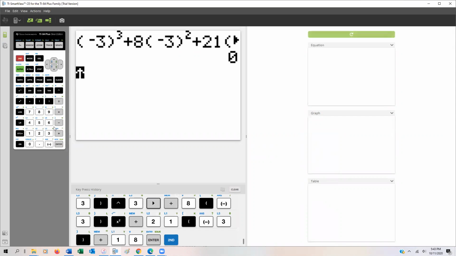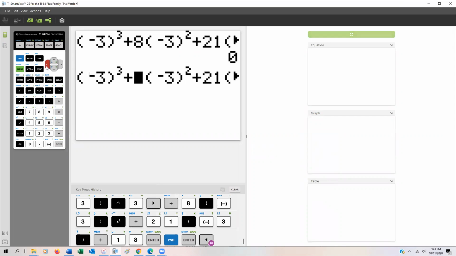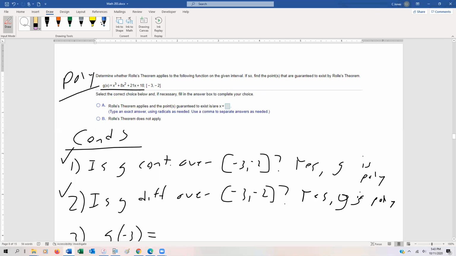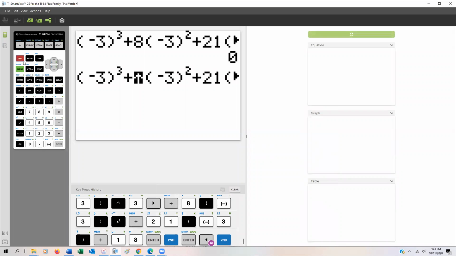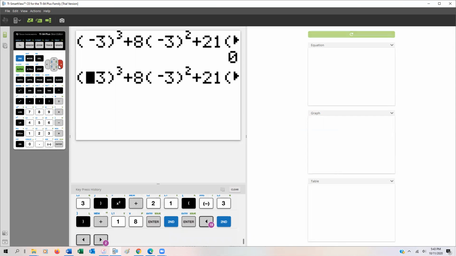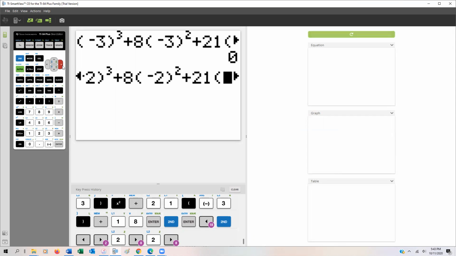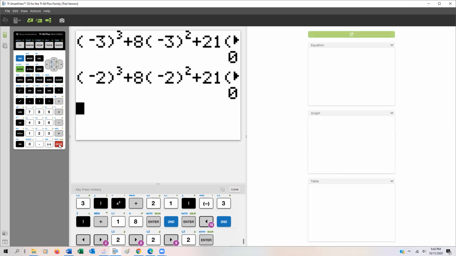Maybe I made an error here. Let's see. That gives us 0. All right, so let me go back. Let's substitute -2 back in, and hopefully that gives us 0. So I'm just going to change all the 3's to 2's. Bear with me. And it does give us 0.